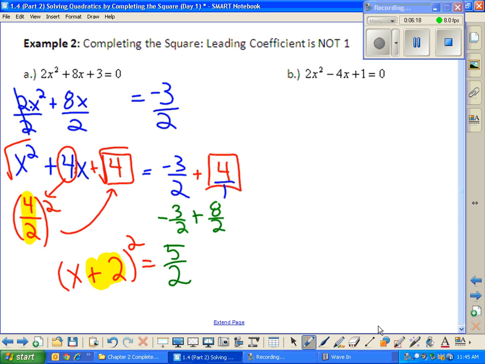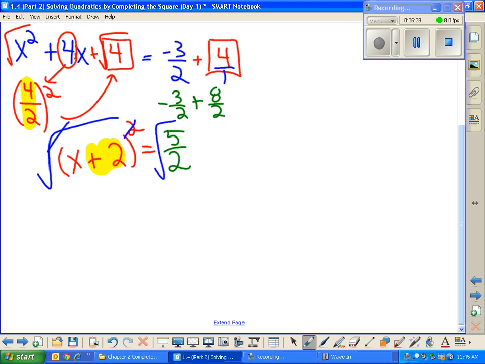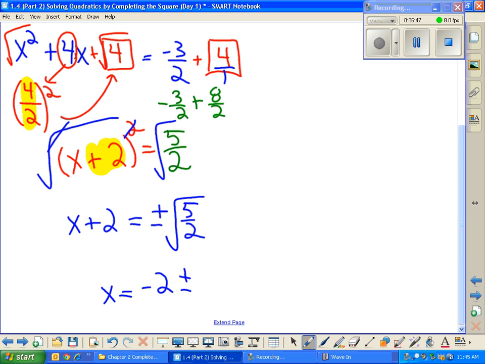All right, last step, I have to get x by itself. So I have to solve by undoing, or the square root method. So we square root the left and we square root the right. So what I have is x plus 2 equals plus or minus the square root of 5 over 2. And then I need to isolate that x. My goal is to get x by itself for these problems. So I'm going to subtract 2 from both sides. I get negative 2 plus or minus the square root of 5 over 2.